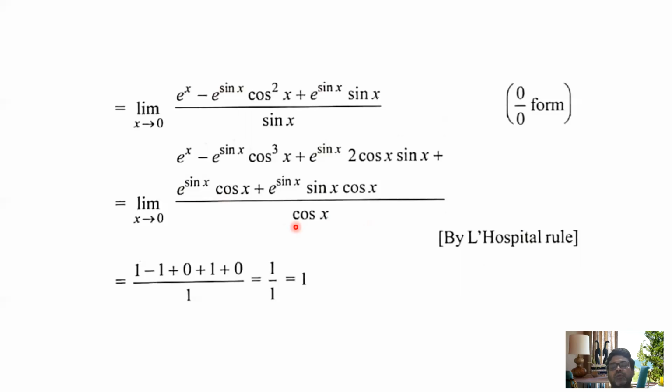If I substitute the value, again by using L'Hospital rule you have to continue the differentiation. If I put x equals 0, e to the power 0 means 1, here it is a 1, 1 minus 1 is 0, here it is a 0, and here it is a 1, here it is a 0. So ultimately 1 minus 1 is 0, plus 0 plus 1 plus 0, so you have 1 and the lower part is 1. So ultimately we get a finite result, so we can stop the calculation. This is our limiting value.